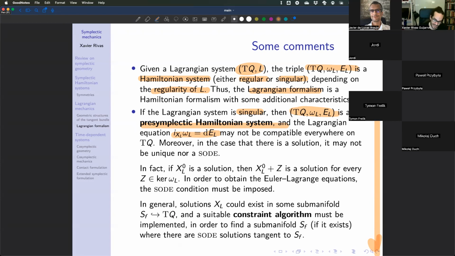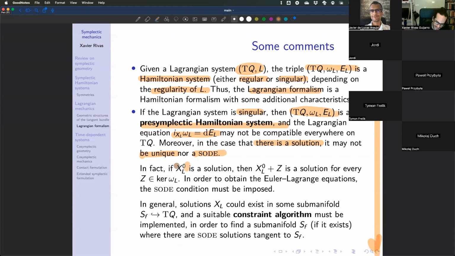And of course, in the case that there's a solution, it may not be unique, nor a second order differential equation. So you lose almost everything. I mean, you may not have a solution. If you have a solution, it is not unique. If you have a solution, it is not a second order differential equation.